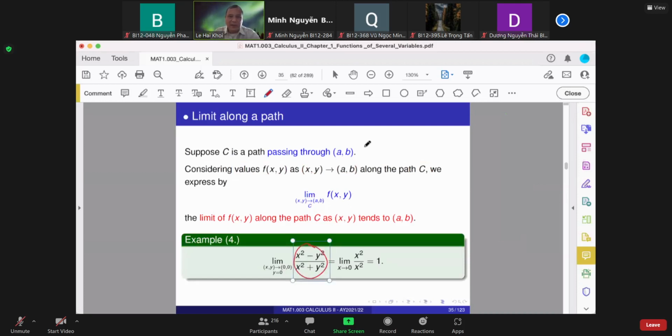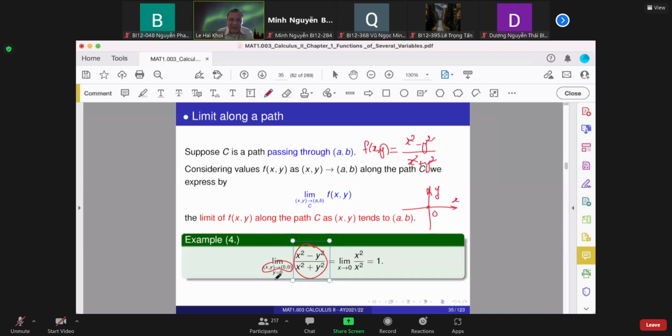So, for example, your f of x, y is x squared minus y squared over x squared plus y squared. So how about approaching, first, the origin? This one.